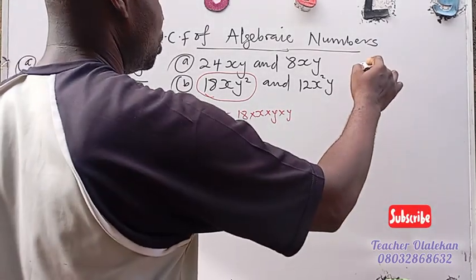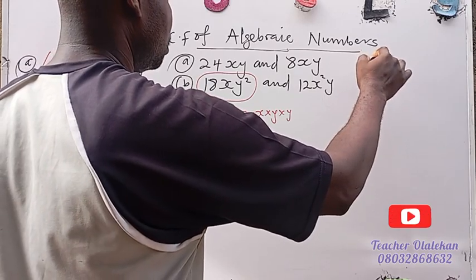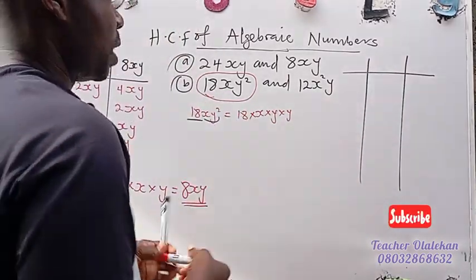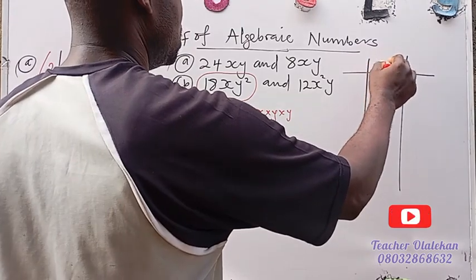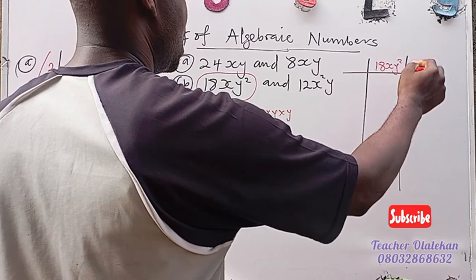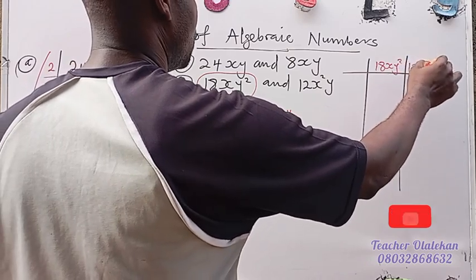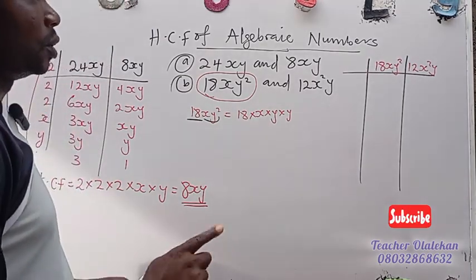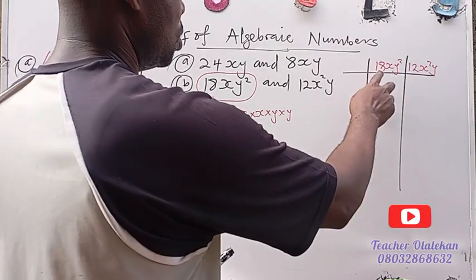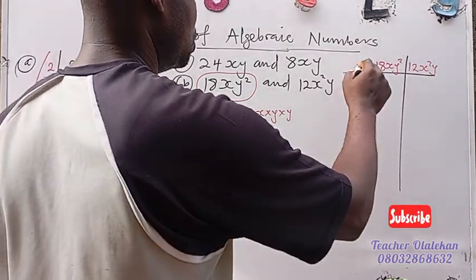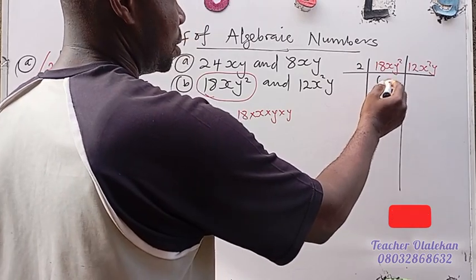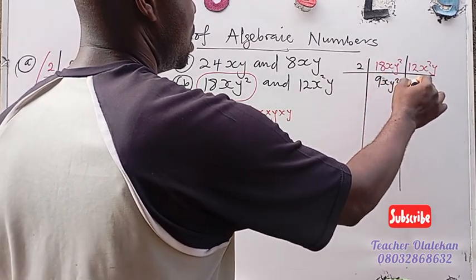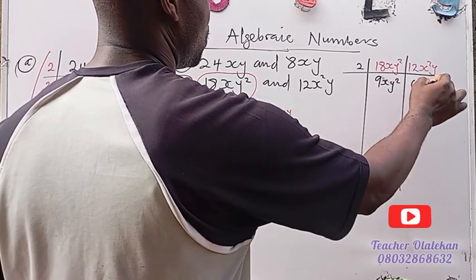The second example is 18xy squared and 12x squared y. What is common between them? We can see 2 is common. 2 goes into 18 and 12. So we use 2, and this becomes 9xy squared and 6x squared y.